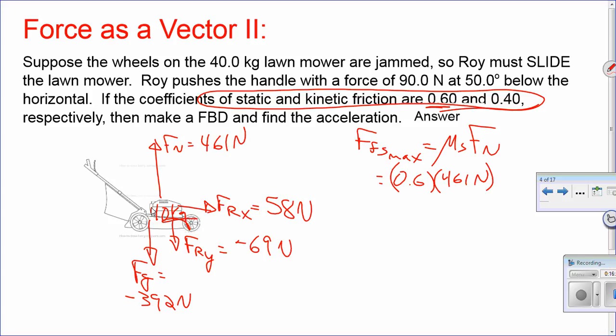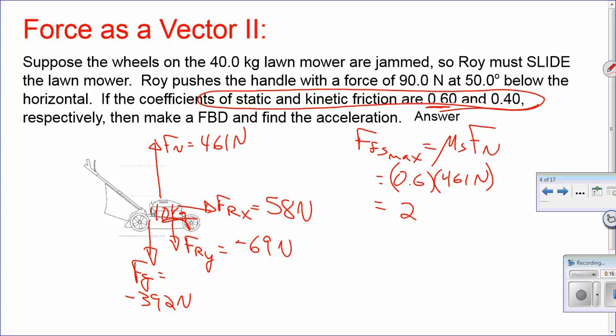Because when he pushes down, if he wasn't pushing down, the normal force would only be 392, wouldn't it? But because he's pushing down, the normal force goes up. Like the normal force is bigger. Right? Thus making it harder to slide, right? Okay? So the maximum force of static friction in this example ends up being like 276 newtons.